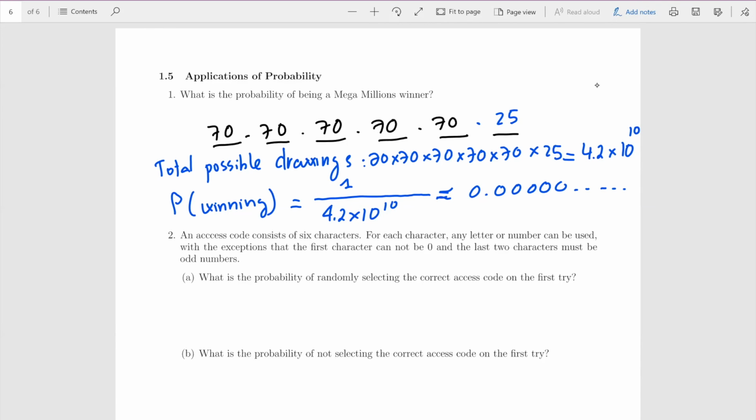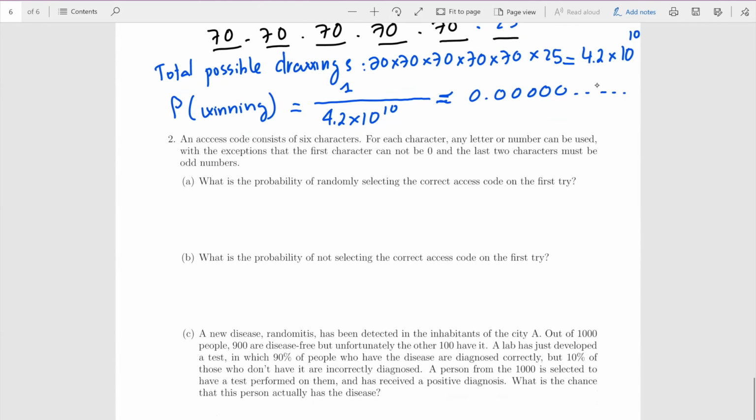All right, the next application is about an access code. An access code consists of 6 characters. For each character, any letter or number can be used, with the exceptions that the first character cannot be 0 and the last 2 characters must be odd numbers. So again, before finding the probabilities, you need to find the total possible outcomes, or the total possible passwords.